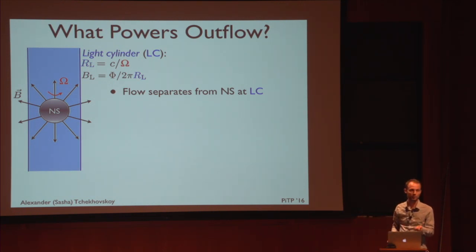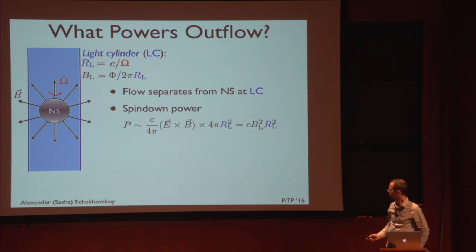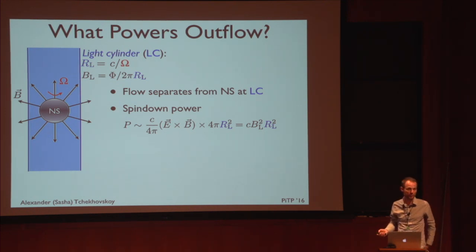It's really convenient to compute the power of the outflow at the light cylinder. So the light cylinder is such that omega times r of the light cylinder is the speed of light. And the magnetic field strength at the light cylinder can be estimated by taking the magnetic flux threading, let's say, the northern hemisphere, and dividing it by the area of the northern hemisphere. There should have been a square here, missing. How can we estimate the spin-down power? Well, we can integrate the Poynting flux over the area of a sphere with the radius of the light cylinder. And then we get an expression which is very simple.